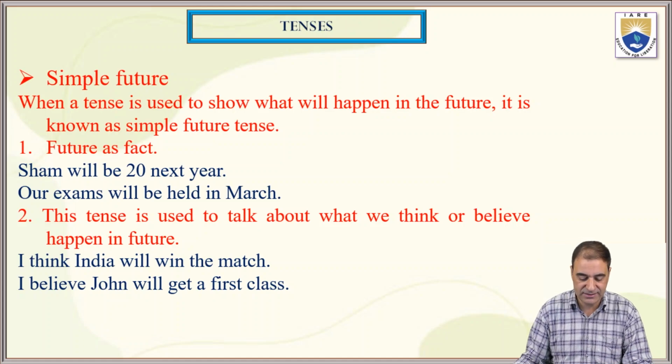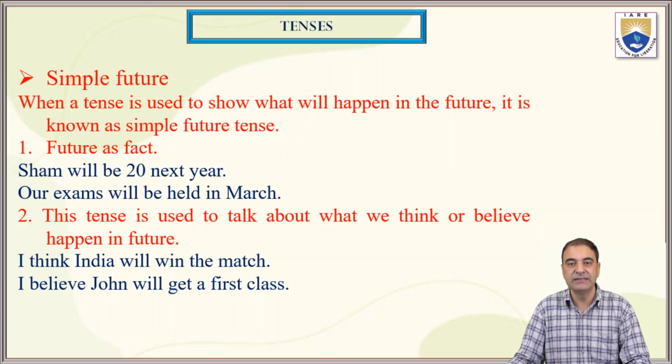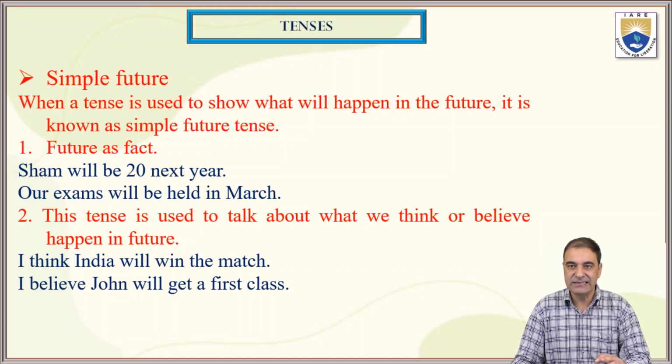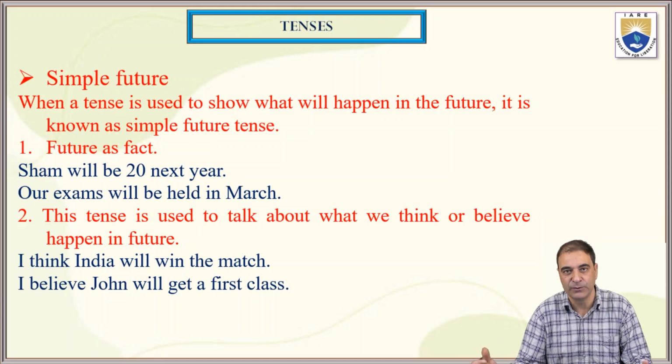And here, look at the sentence, Sham will be 20 next year. That means this year in 2024, Sham is 19. And in 2025, surely, definitely he will be 20. Okay, it's something which Sham can't defy, postpone, deny, or stop. It's something which will surely occur in future. That's why we call it pure future.